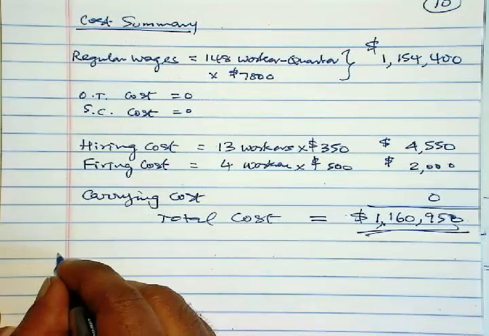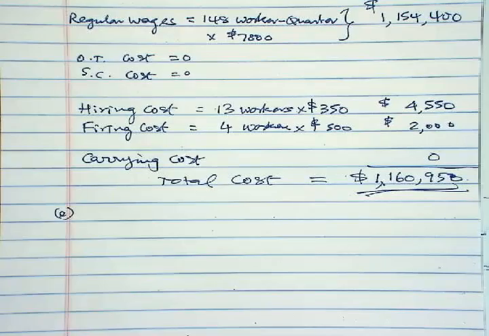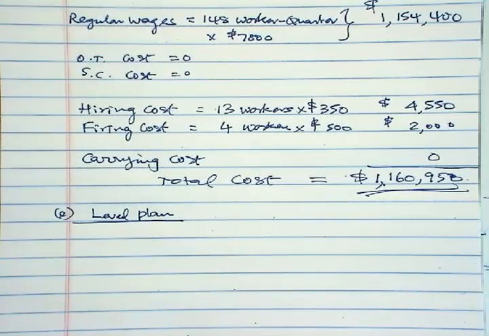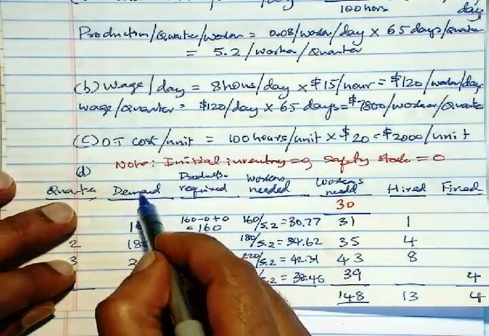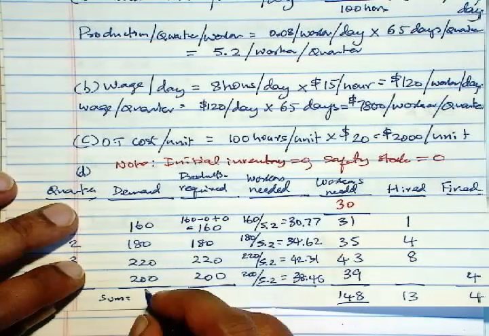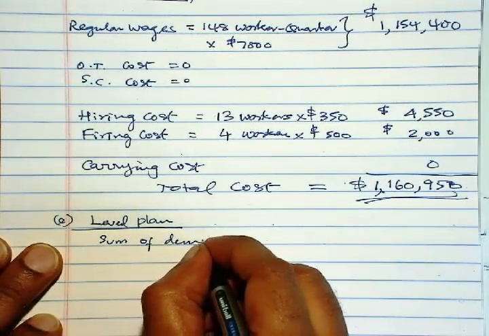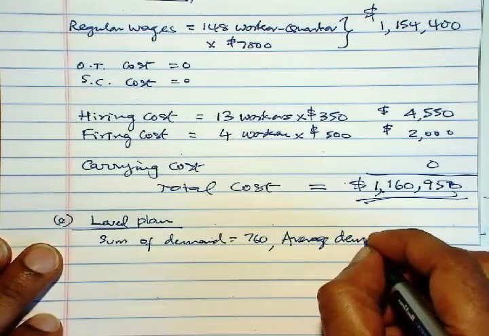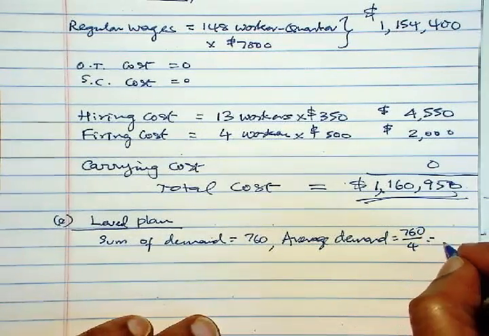Okay, next is E, level plan. So for level plan, we have to first find the average demand per quarter. So for that, let's first find the sum here. That sum is 760. So sum of demand is 760. Average demand is 760 over 4, that is equal to 190, and that is per quarter.